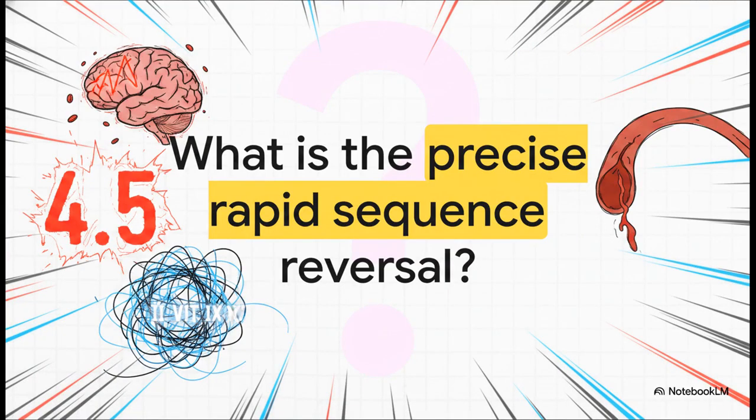Let's test this in an emergency context. A patient on therapeutic warfarin presents with an acute intracranial hemorrhage and an INR of 4.5. What is the precise rapid sequence reversal? In a catastrophic scenario like this, delayed interventions are fatal. You have to identify the absolute fastest method to restore those vitamin K-dependent clotting factors.